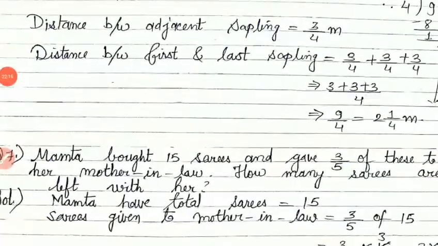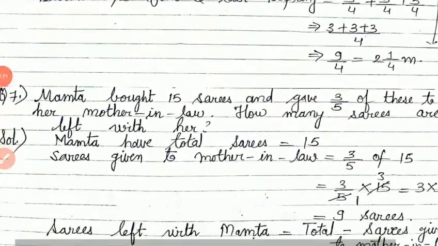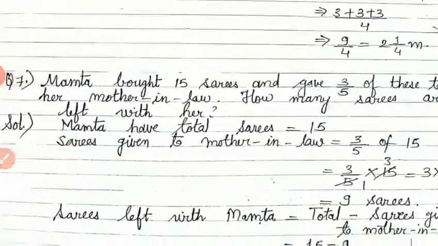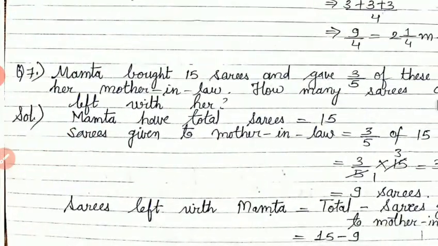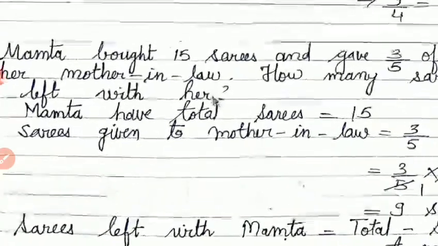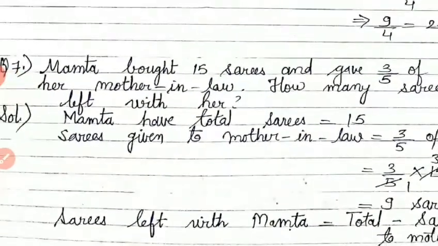Now the next question is question number 7. Mamta bought 15 saris and gave 3 by 5 of this to her mother-in-law. How many saris are left with her? You can see how many saris she bought? 15. And out of 15, 3 by 5 of her saris, means 3 by 5 of 15, she gave to her mother-in-law. And after giving to her mother-in-law, how many saris are left with her?